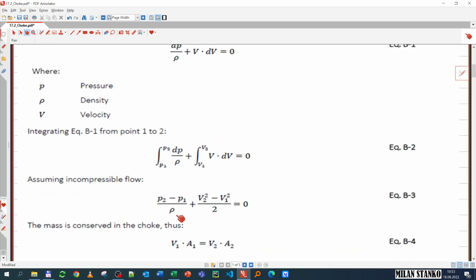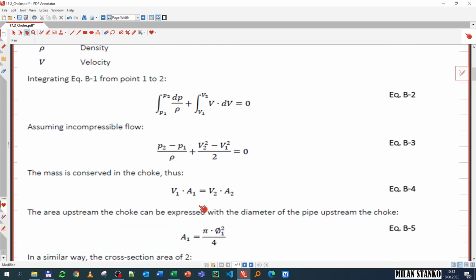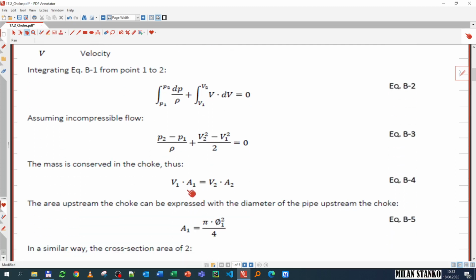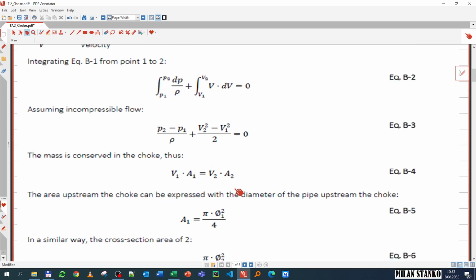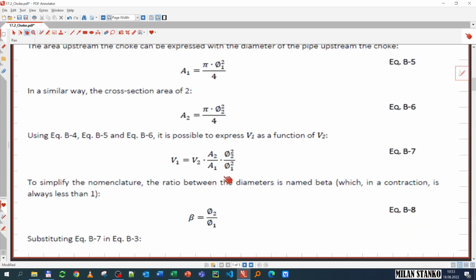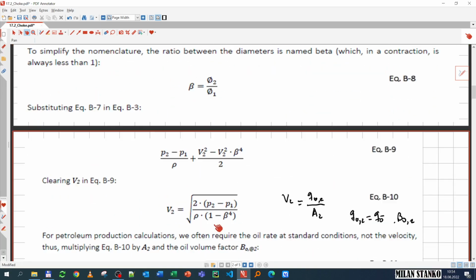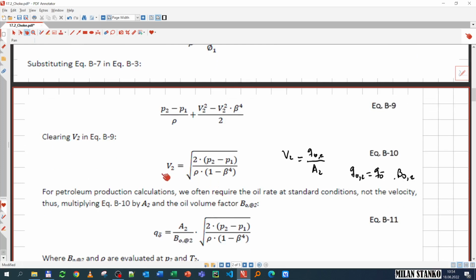So here I almost have what I need. I have the difference in pressure, but I also need the rate at standard conditions. For that, I'm going to use a mass conservation equation from the inlet to the throat, and then relate that to the ratio between the diameters. This is what is called the contraction coefficient, that is the diameter of the throat divided by the diameter of the inlet. And then I end up with an equation that looks like that.